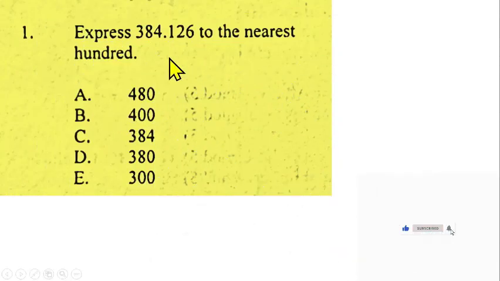The first question is from approximation. You have to express 384.126 to the nearest 100. To the nearest 100, the digit carrying the hundreds here is 3. This is the unit, tens, and hundred. So the 3 here is carrying the hundred, which means the number after this 3, which is 8, you round it up to 1 and add it to the 3, and that gives us 400 when you approximate to the nearest 100. That makes option B the correct option for question number 1.